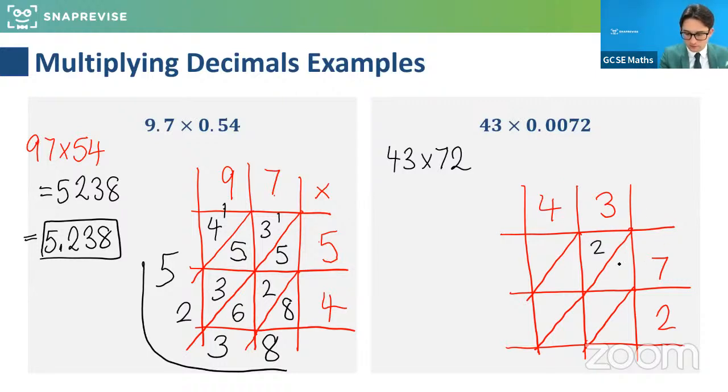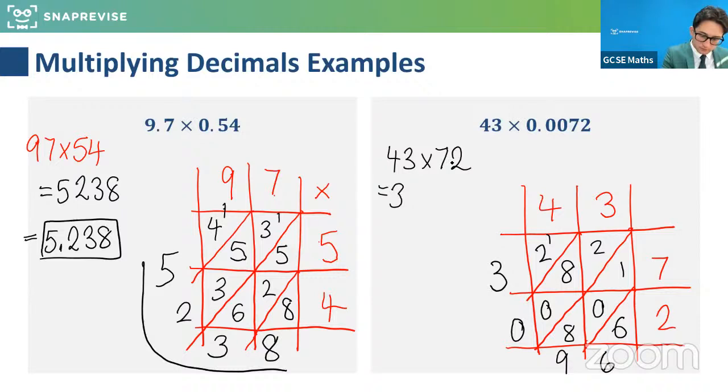3 times 7, 21. 3 times 2, 06. 2 times 4, 08. 4 times 7, 28. Let's add up the diagonals. 6, 8 plus 0 plus 1 is 9. 8 plus 2 is 10. Carry the 1. And we get 3. So I make that 3,096. And if you did it a different way, no problem.